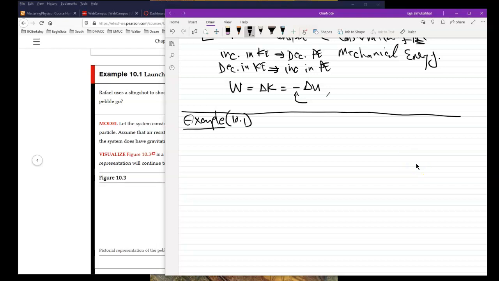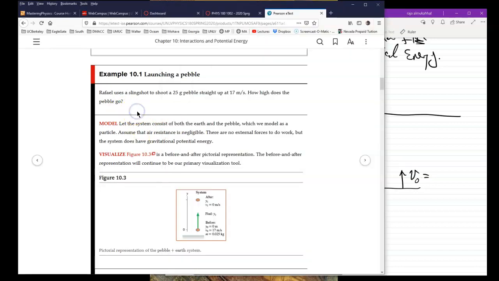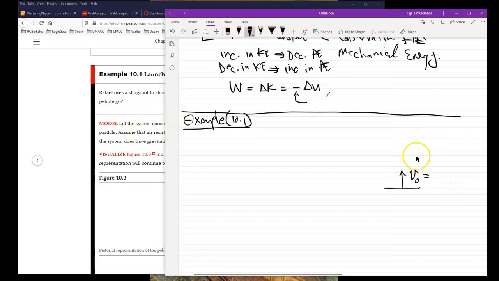10.1. So let me make a free body diagram of this thing. Here's the ground, and this guy is shooting a pebble with his slingshot. The initial velocity of the pebble is, what did he say? Yeah, the initial velocity is 17 meters per second. And how high is it going to go before it falls back? In other words, he wants the height here, okay?